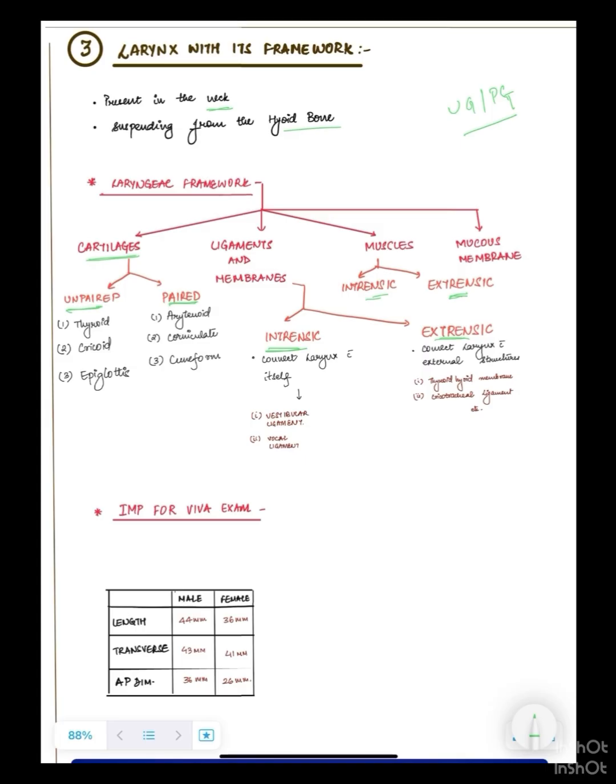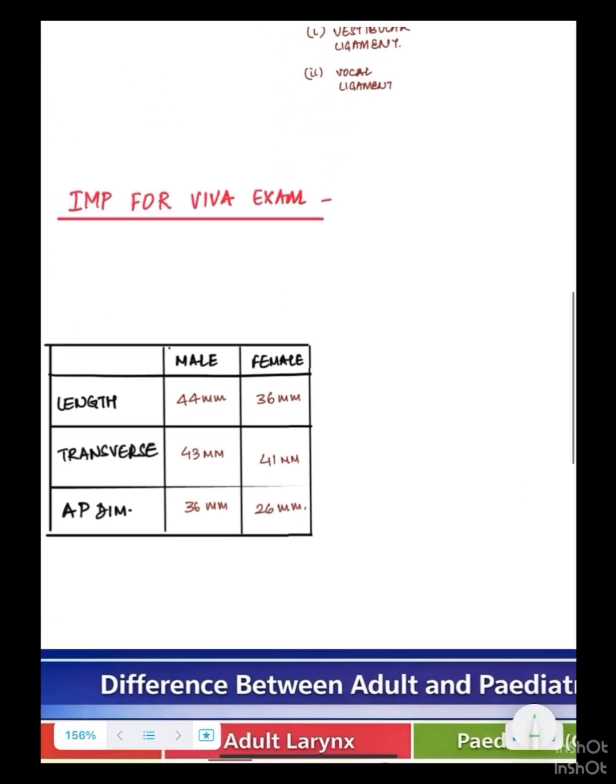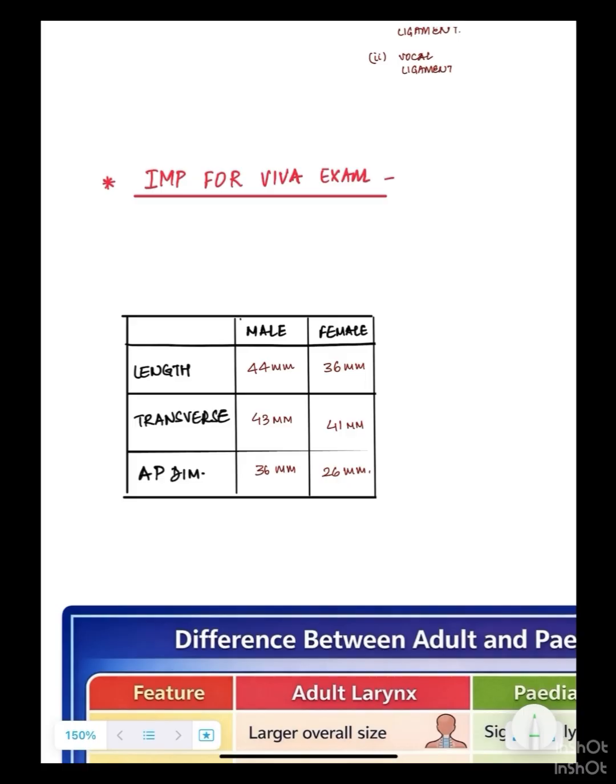Now we are going to discuss some basic details about this larynx, followed by the cartilages. What is very important for your Viva exam is the dimensions of male and female larynx. I have given here a small table about the dimensions of male and female: the length, the transverse diameter, and the anteroposterior diameter. You can just quickly go through it.